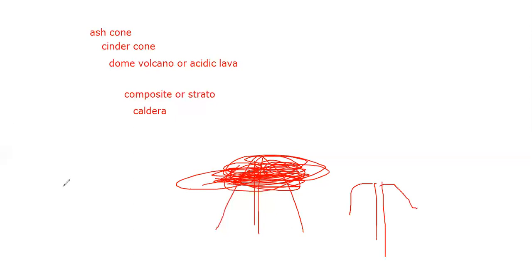And at times when this forms a lake, the vent is normally wider than that. So it forms a wide vent. And sometimes water would collect in this crater and it would create a crater lake.